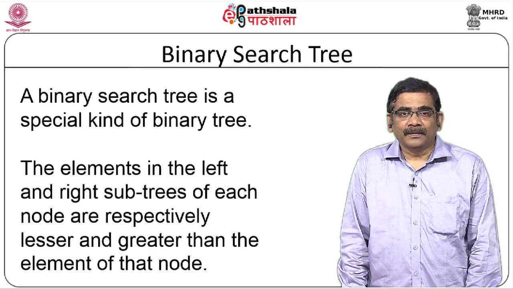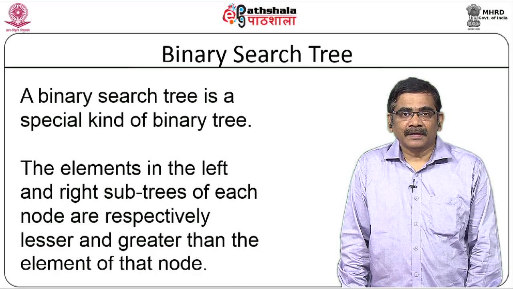The unique feature of the binary search tree is that the elements in the left subtree have keys that are smaller than the key of the root, and all the keys on the right side of the tree are greater than the element of the root node. This is the unique property that establishes the characteristics of a binary search tree.